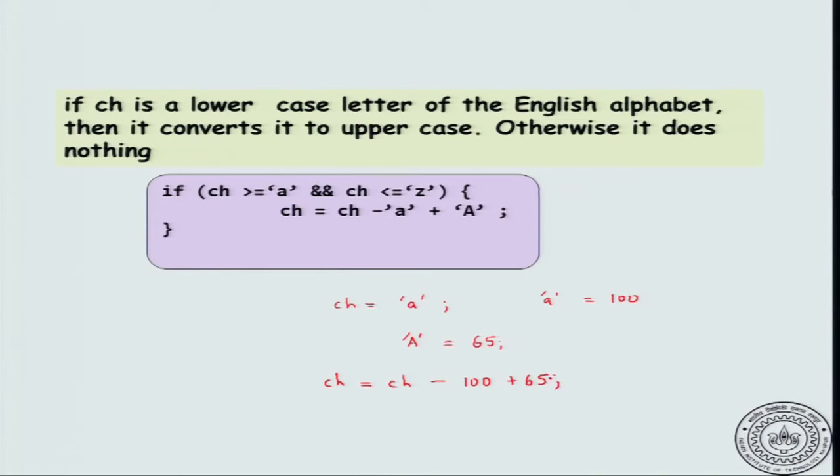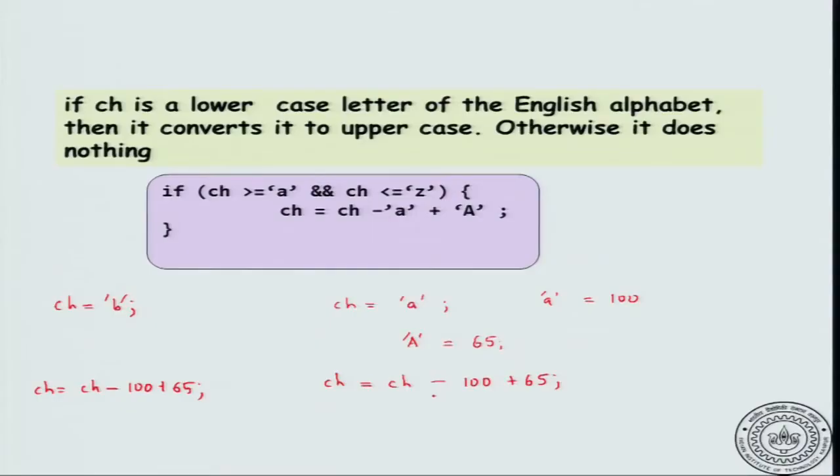Similarly, if CH was character constant B, I would still add CH equal to CH minus 100 plus 65. Okay. So, it is adding a constant difference to the given character regardless of whether it was A or B, the additive constant that we are adding is still the same.